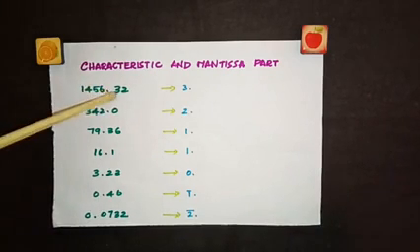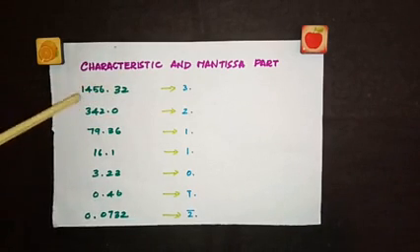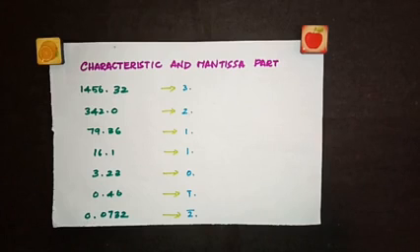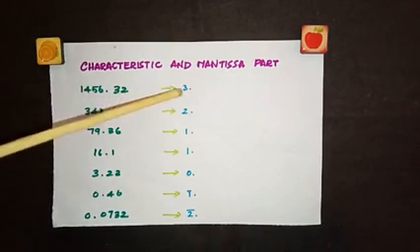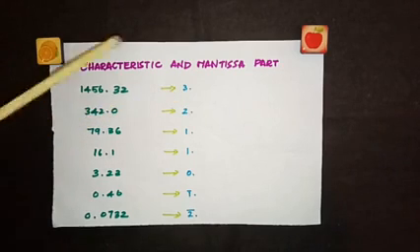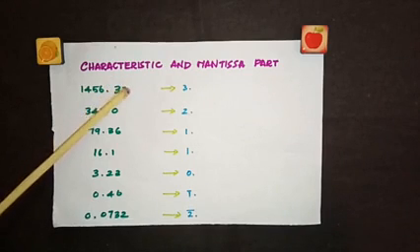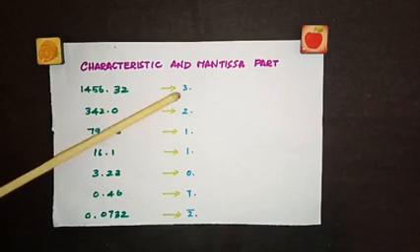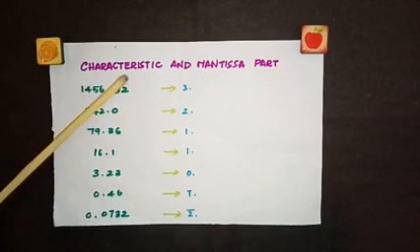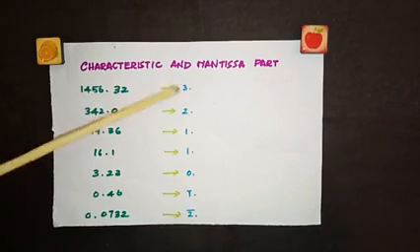Now look here. This number is 1456.32. So before the decimal, how many digits are there? We have 4 digits. If you have 4 digits, then the characteristic part will be 3 point. For example, if this 0.32 is not there and you have just 1456, what will be the characteristic part? 3 point, because even if the decimal is not given, it is understood that the decimal is after 6. So before the decimal we have 4 digits, so you are supposed to write 3 point.